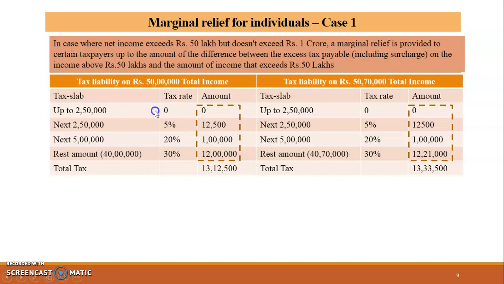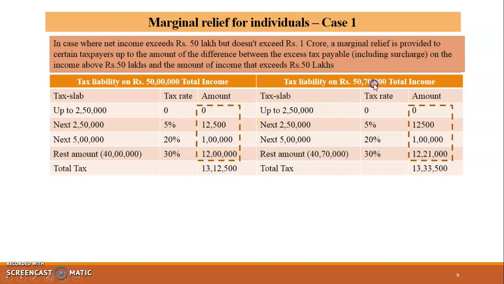For example, in the previous year, his taxable income was 50 lakhs. Up to 2,50,000, 0. 2,50,000 into 5% is 12,500. Then the next 5 lakh into 20% is 1 lakh, and the remaining 40 lakhs into 30% is 12 lakh. You add these, and they are equal to 50 lakh rupees. So this is the total tax before surcharge, which is 13 lakh 12,500.